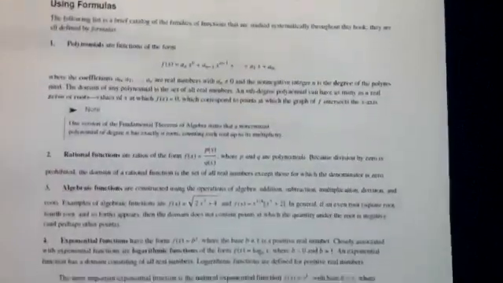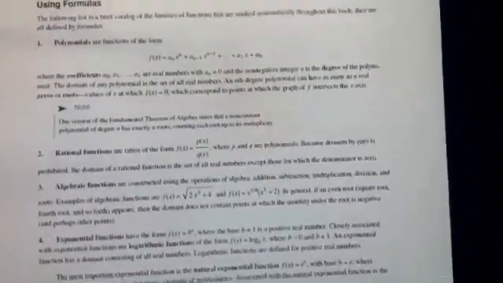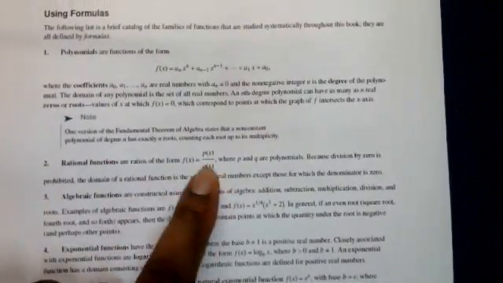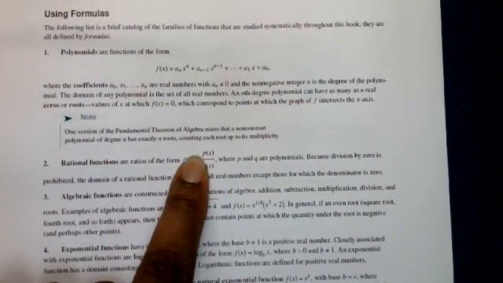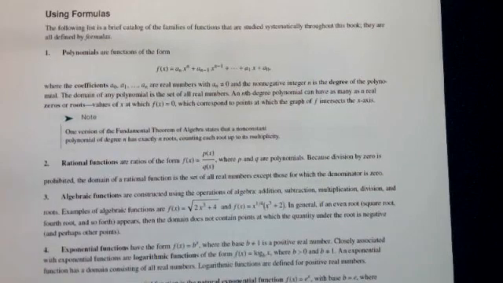The second kind is a rational function. Rational functions have the form f of x equals p of x over q of x, where p and q are polynomials. The domain of a rational function is the set of all real numbers, with the exception of where your denominator equals 0, because as we know, division by 0 is undefined.